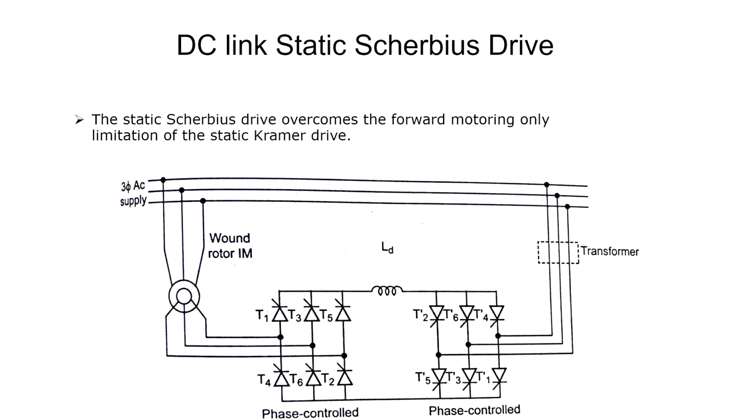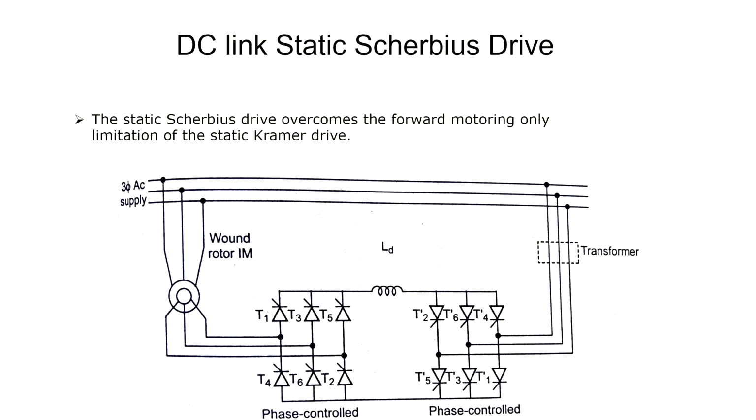This is the DC link static Scherbius drive. For controlling the speeds below synchronous speed, also known as subsynchronous, the slip power is removed from the rotor circuit and fed back into the input AC supply. For controlling the speeds above synchronous speed, also known as supersynchronous, additional power is fed into the rotor circuit at slip frequency. A smoothing inductor is used to suppress the ripples present in the DC link.